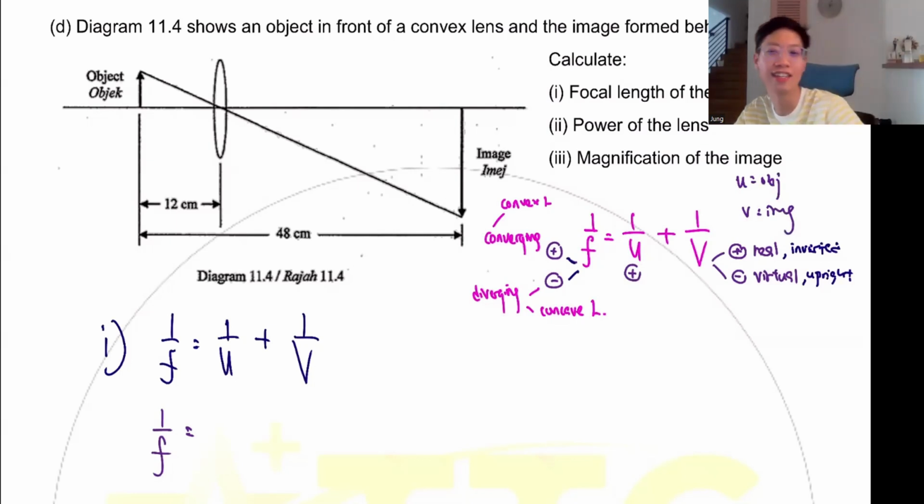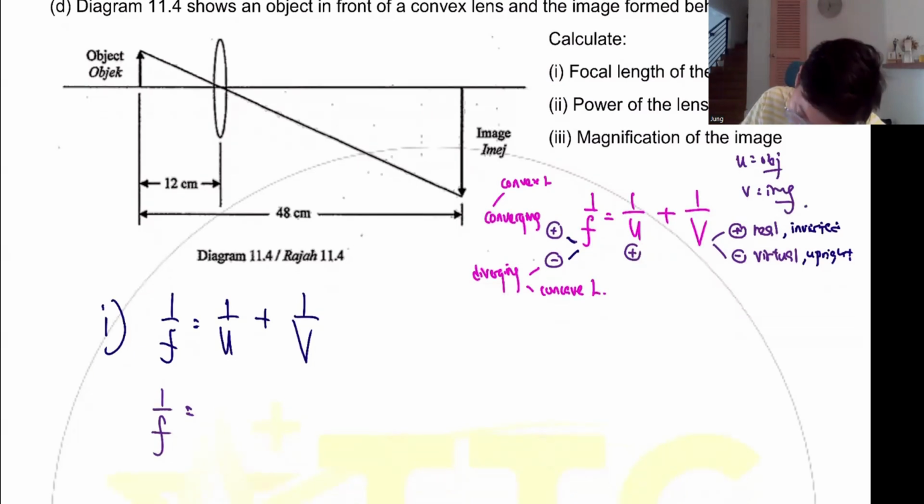How to not be confused? You sing the alphabet song. Which alphabet comes first? A, B, C, D, E, F, G, H, I, J, K, L, M, N, O, P, Q, R, S, T, U, V. So U comes first. U is your object because it's the first one, and image is the second one. So U is object, V is image. Understand?